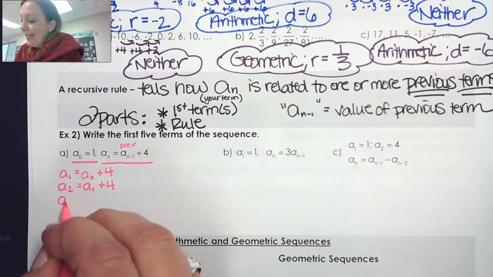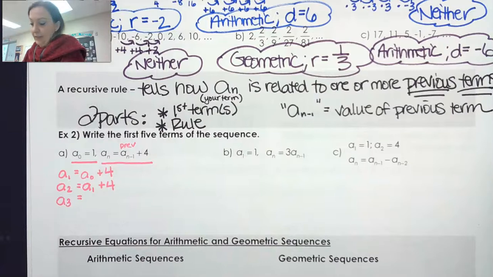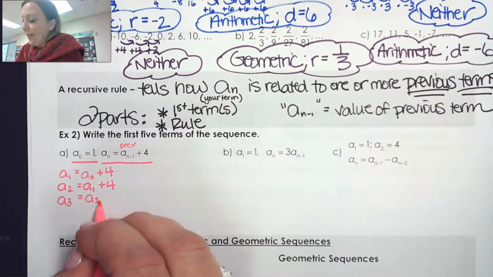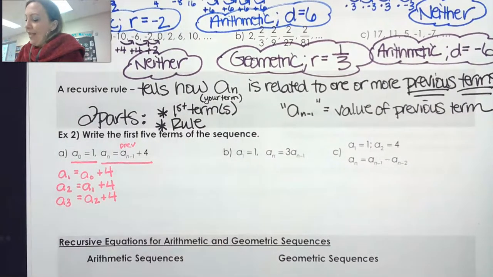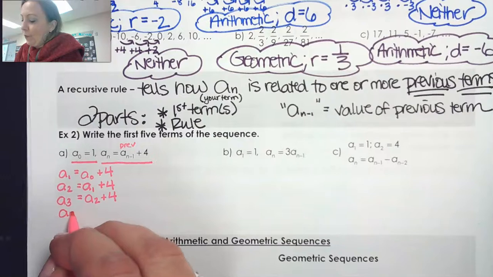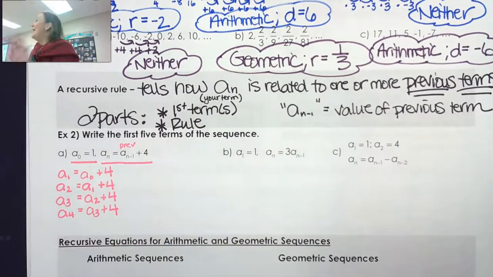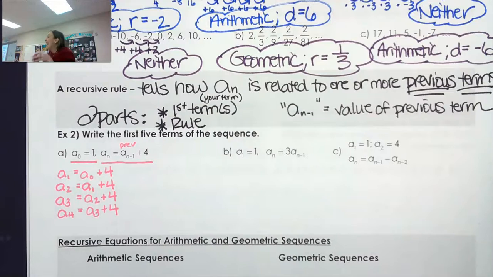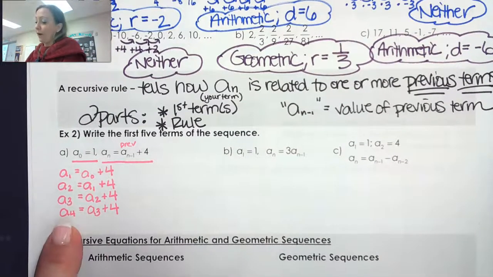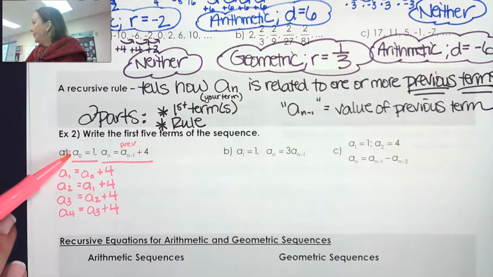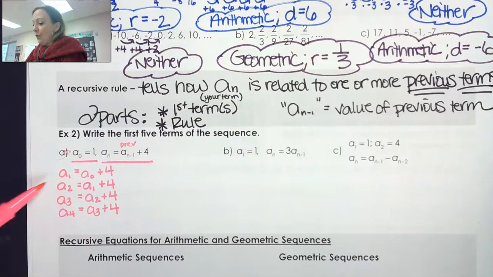What would I do to get A sub 3? A sub 2 and add 4, okay? And then what about to get A sub 4? A sub 3 and add 4, okay? Now I'm gonna stop because that's gonna give me 5 terms. Now I know I've only listed 4, but didn't they give me 1 to start with? So 1, 2, 3, 4, 5.